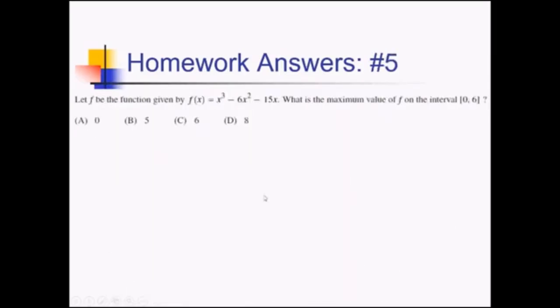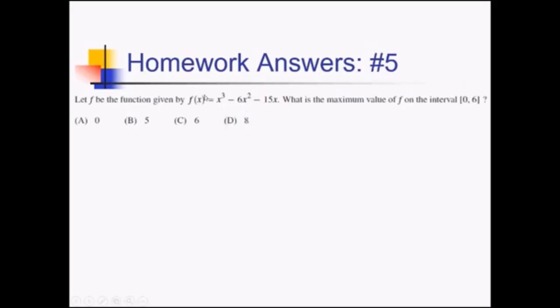For this problem, we're given this cubic function, and we want the maximum value of this thing on the interval from 0 to 6 without using a calculator. So for maximum value on a closed interval, we have to test the endpoints and any critical values that are on the interval. Let's start by getting the derivative of this to find critical values.